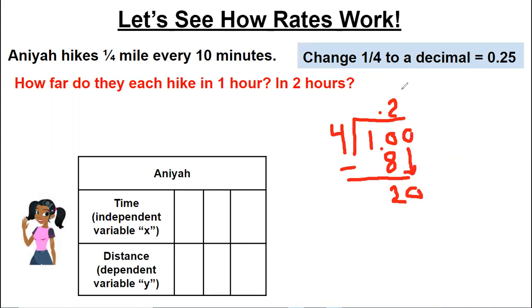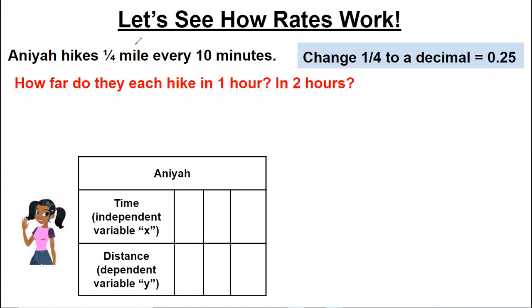And then 4 goes into 25 times. And 4 times 5 is 20. And 20 minus 20 is 0. So that's where I'm getting this 0.25. So 1/4 is equal to 0.25. Now that we've known that, let's continue.